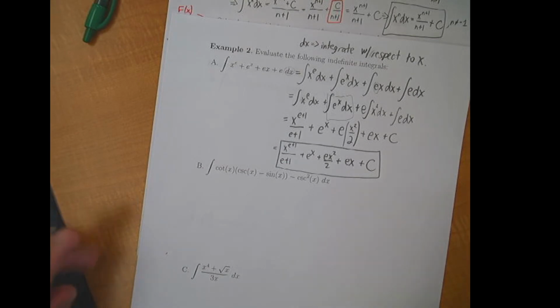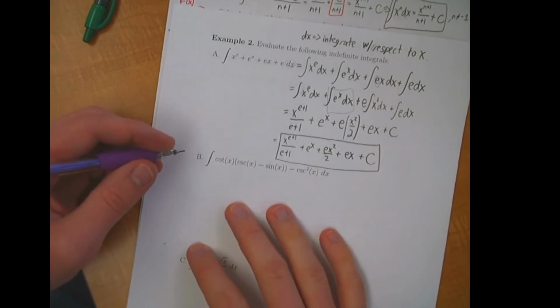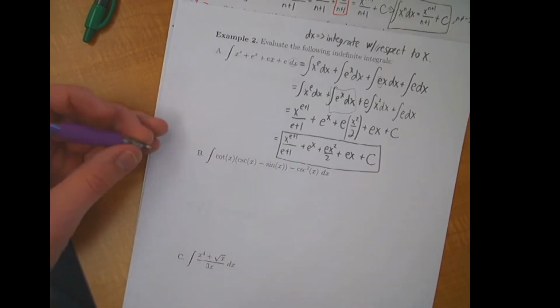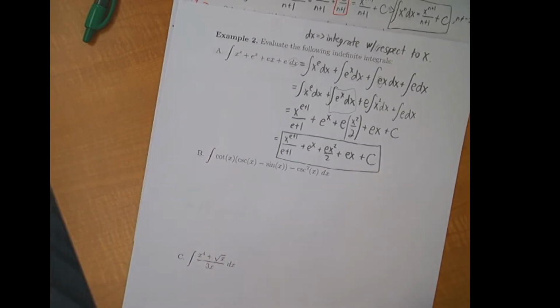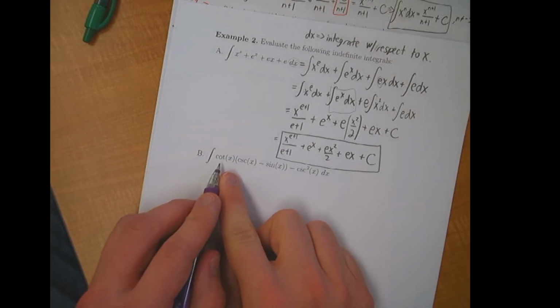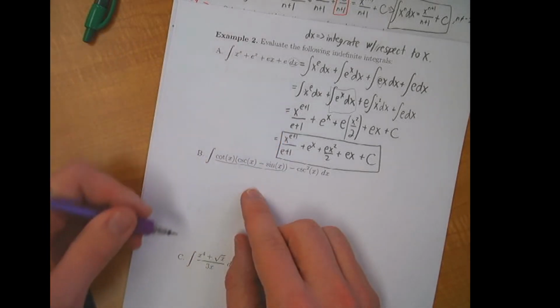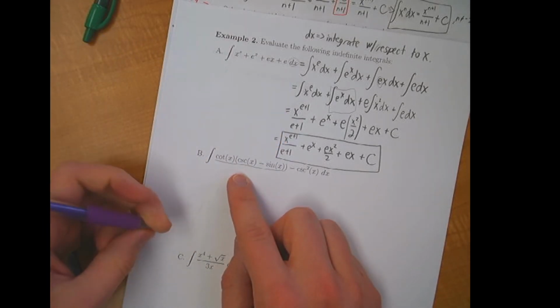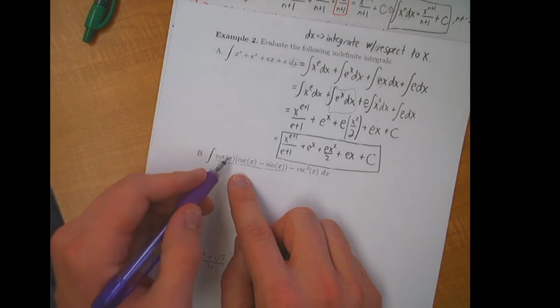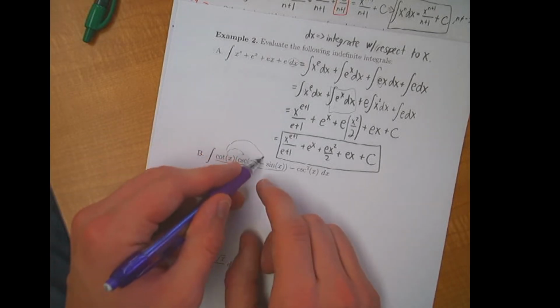All right. So moving on to part B from this. So it looks like we have another daunting one. So we have cotangent times cosecant minus sine minus cosecant squared. So with this one, it doesn't really look like there's a good antiderivative rule that lets us work with this product explicitly. So the next best thing would probably be to just distribute the cotangent into both terms and see what happens.